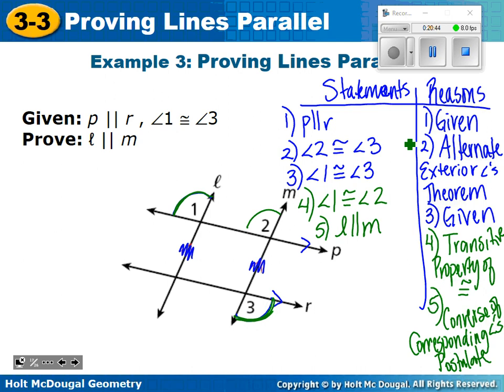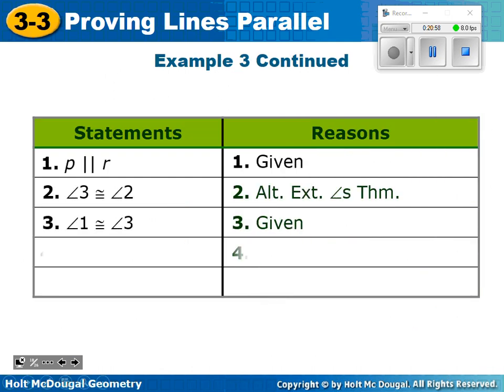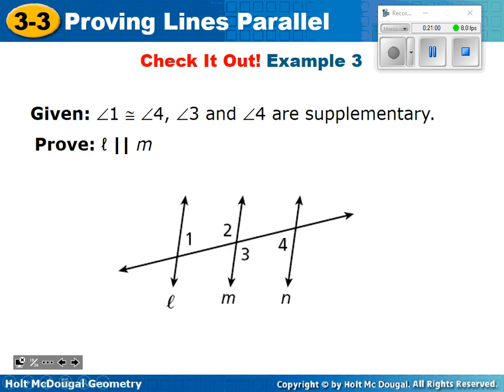Questions on that kind of proof? All right, you'll see several problems on your homework like this, where you have to use that idea of transitive property to come up with getting the lines parallel that you need. Okay, so let's look at, I think we have one more left in the notes. Is that correct? Yes? Okay, let's do this one and then we'll move on to 3, 4.